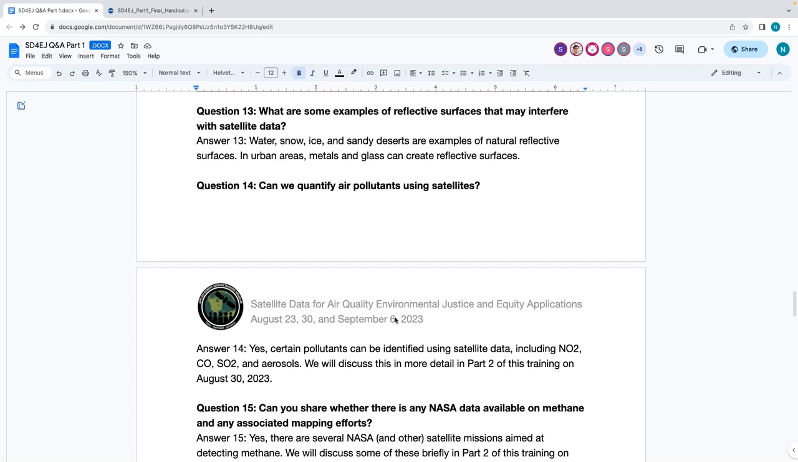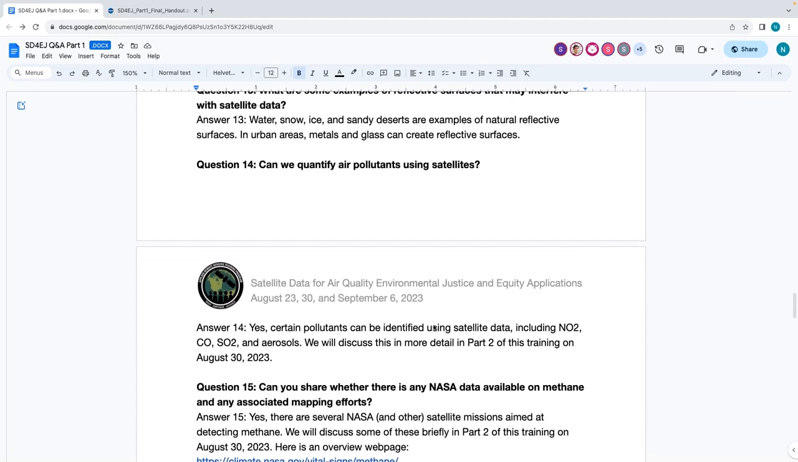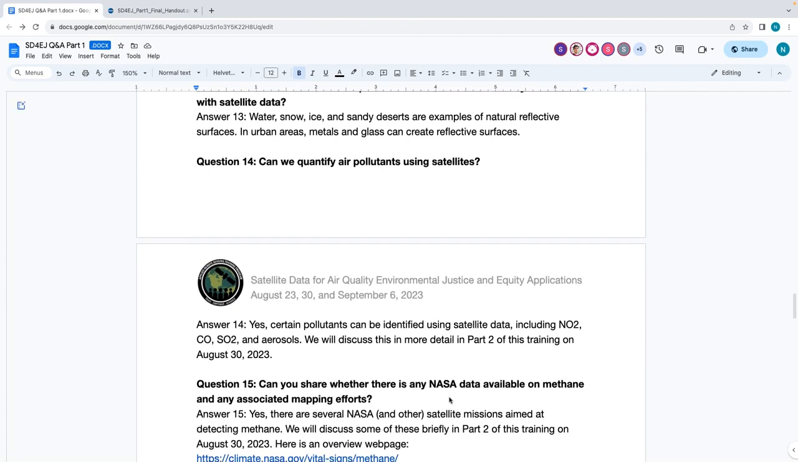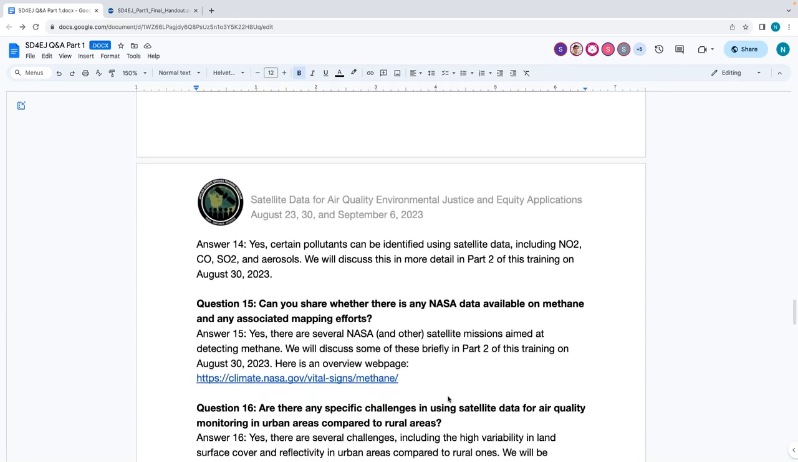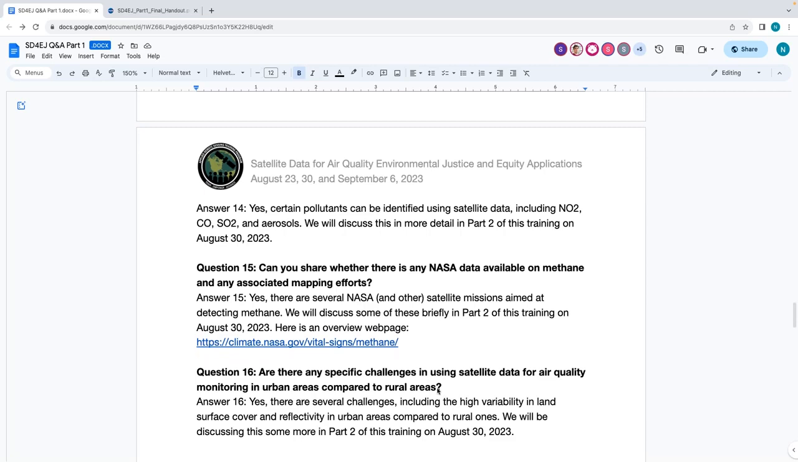Question 14, can we quantify air pollutants using satellites? Yes, we can. Certain pollutants can be identified using satellite data. We've discussed a number here. We'll go into more detail next week, but we should emphasize that a satellite is seeing the entire atmospheric column, and more information is typically needed to infer a surface concentration, which is typically the most relevant for environmental justice or air quality applications.